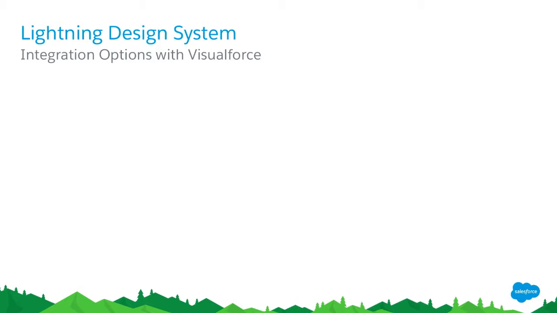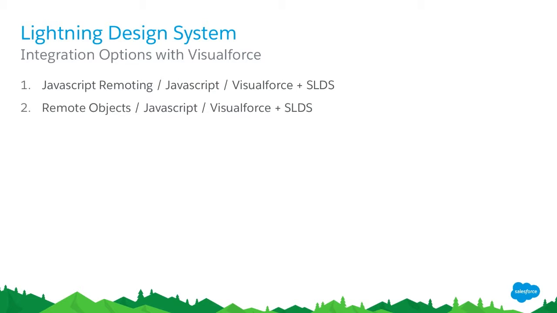So just down to how you're actually going to integrate Lightning Design System with Visualforce. It's a pretty standard thing. So first off, we have JavaScript, Visualforce, and the Lightning Design System. Second, I'll be showing that a little bit later. It's going to be remote objects, JavaScript, Visualforce, and the Lightning Design System. And what I'll be showing right now is just a simple, bare-bones sort of application. We're going to be using Visualforce, a little bit of controller action here and there, and the Lightning Design System added into it.